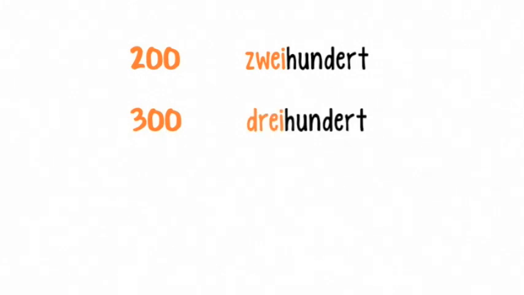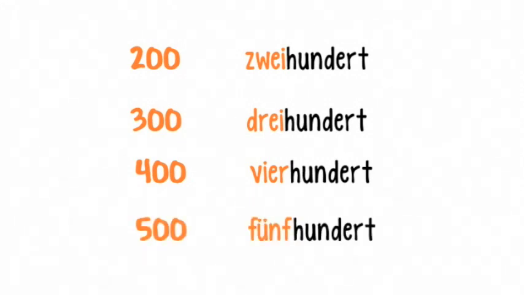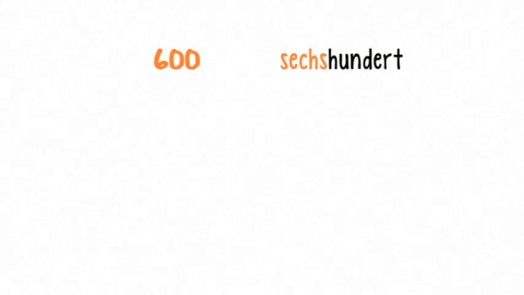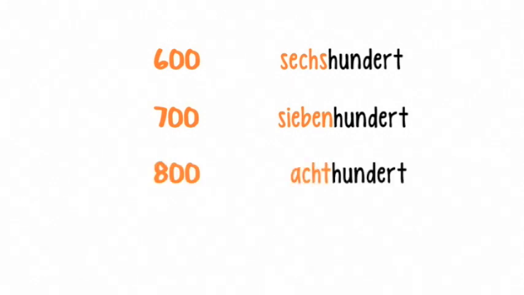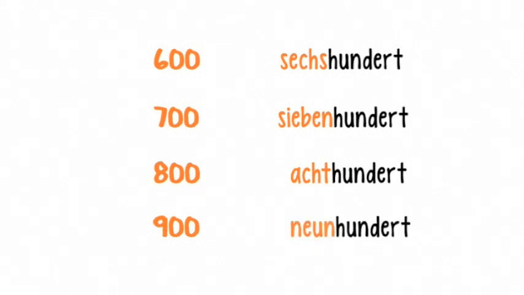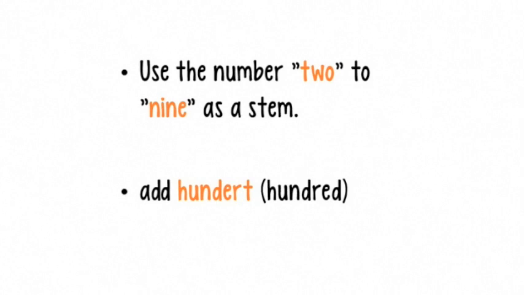Let's continue with 200. In German we say 200, 300, 400, and 500. 200, 300, 400, 500. 600, 700, 800, and 900. 600, 700, 800, 900. Let's see how to form the numbers 200 to 900. You have to use first of all the number 2 to 9 as a stem, and then add 100, which is 100.